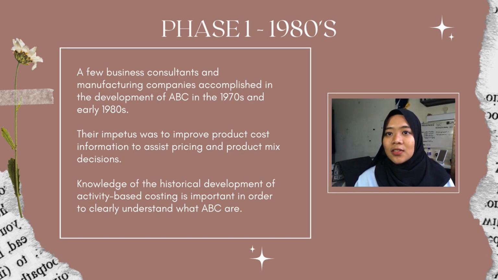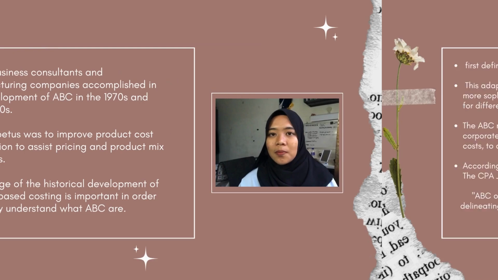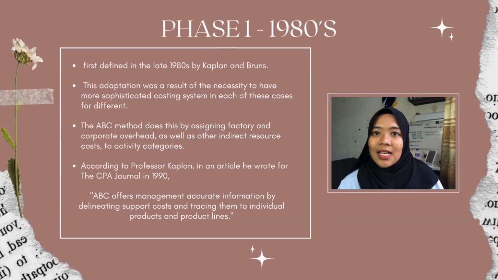Knowledge of the historical development of activity-based costing is important in order to clearly understand what ABC analysis was originally intended to accomplish. ABC was defined in the late 1980s by Kaplan and Bruns. There were some cases where ABC principles were adopted since the 1930s. This adoption was a result of the necessity to have a more sophisticated costing system, in each of these cases for different reasons. The systems with ABC characteristics were just considered sophisticated traditional systems and were used for formal financial purposes.